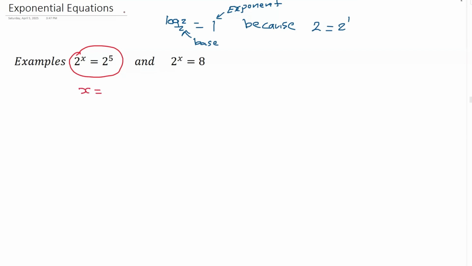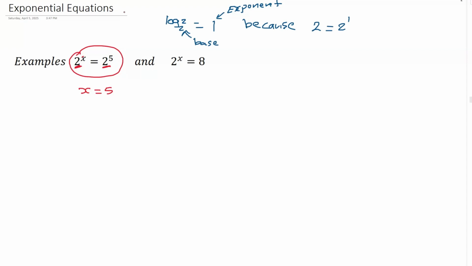So let's think about it. Can x be any other number but 5? Because they have to be equal. If x is any other number than 5, they won't be the same. So the process we're going to use is that if the bases are the same, then the exponents must be the same for them to be equal. We're going to use that instead of using log. So we're not going to use log to solve these exponential equations.